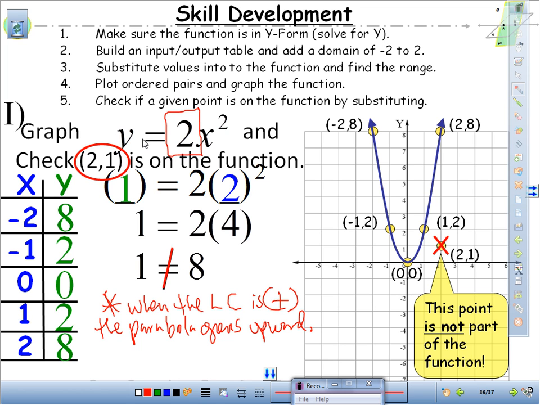So y is equal to 2x squared. Look at the leading coefficient. It was 2, a positive, and look, it opens upward. Everybody there? The second observation, I want you to circle this point right here.